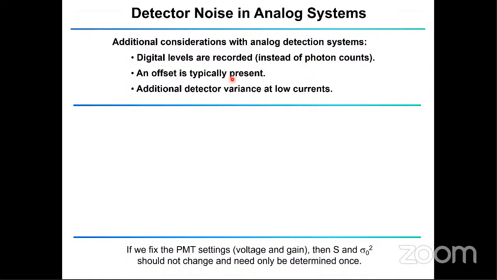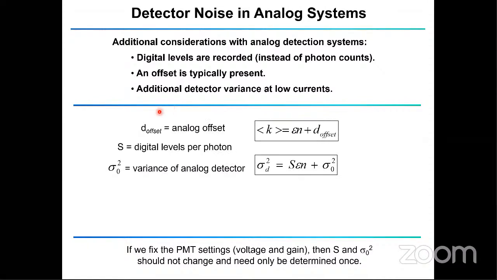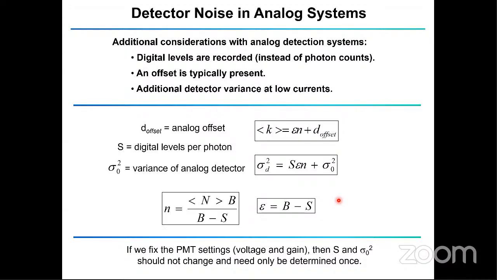In addition to that, there's often an offset. So even if you have no photons coming onto your detector, you still are getting some digital values. And then in addition, we have noise because of the amplifier of the detector, especially at low currents. Okay, so we have these three parameters that we have to determine: the analog offset, and this S factor, which converts digital levels to photon counts. And then we also have to consider the variance or the noise of our analog detector. Once we measure all these parameters, we can enter them in the software and correct for all of these to get an accurate result.